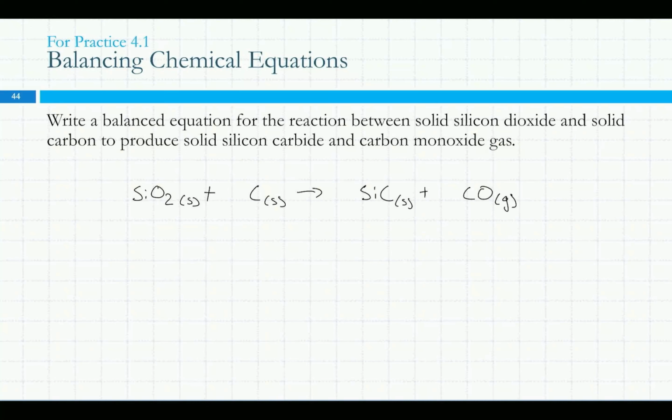That one's a little bit weird. I would have expected it, especially in the textbook, to be silicon monocarbide, because it's just one carbon. And usually, if it's two nonmetals, then the second one gets a prefix, regardless of whether it's one or not.